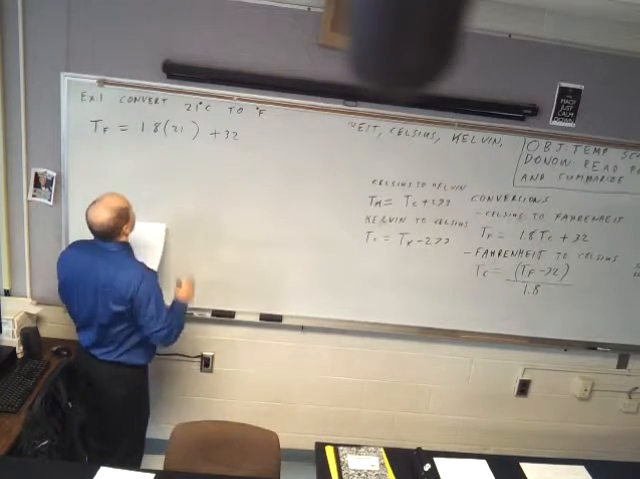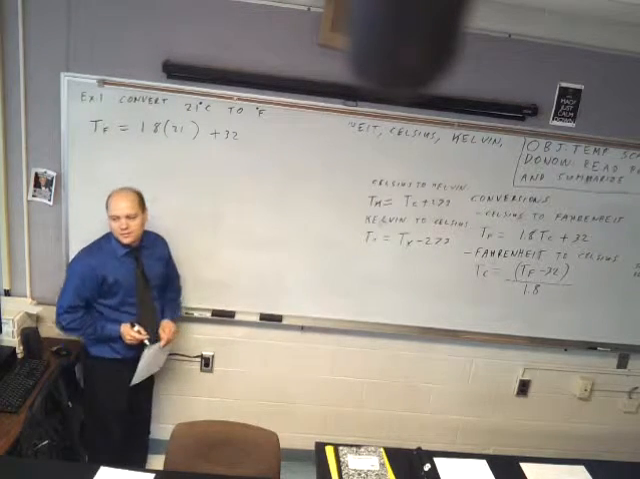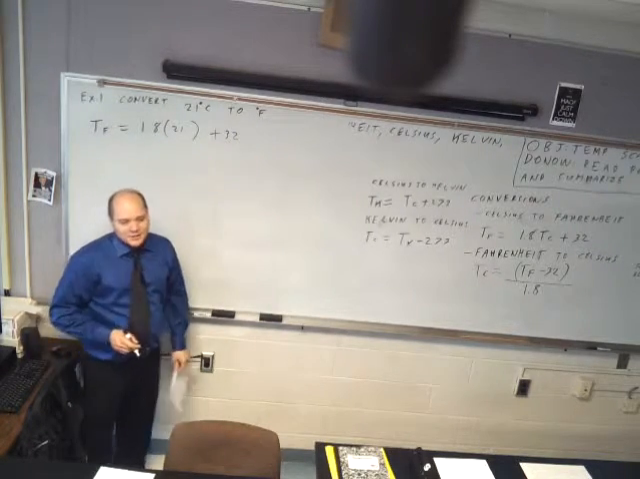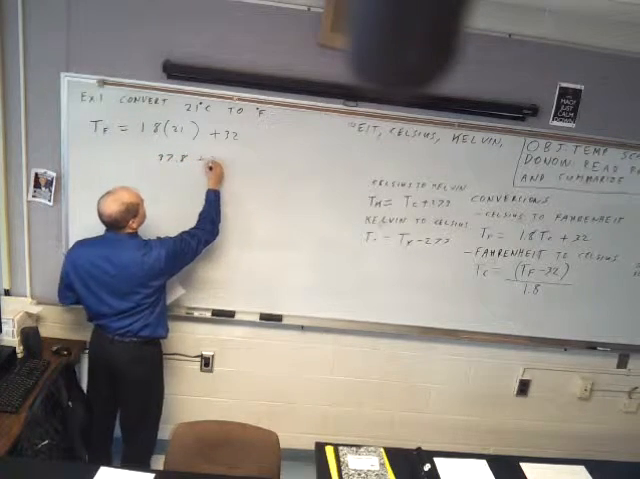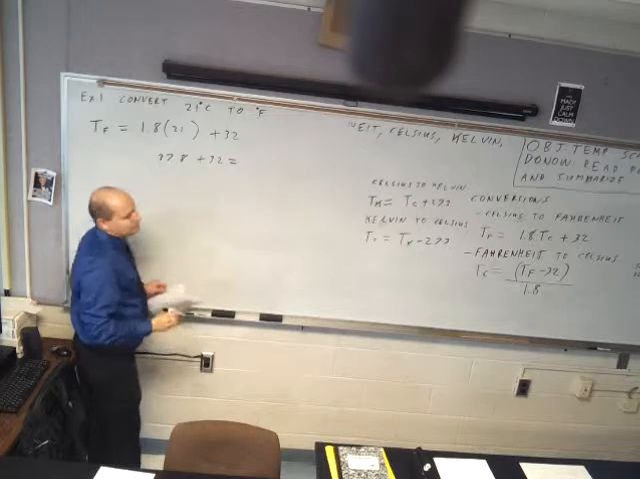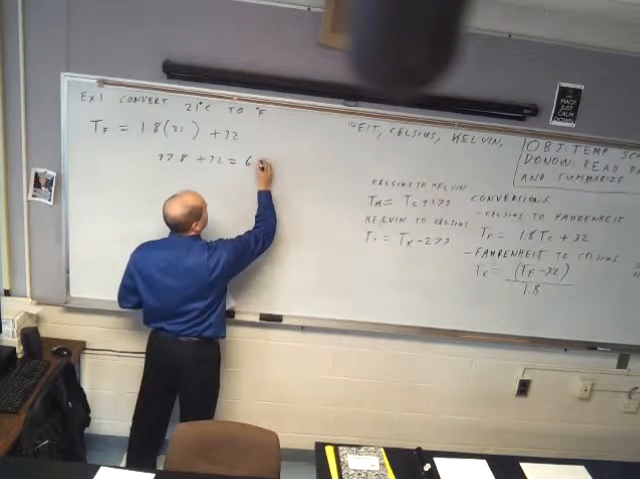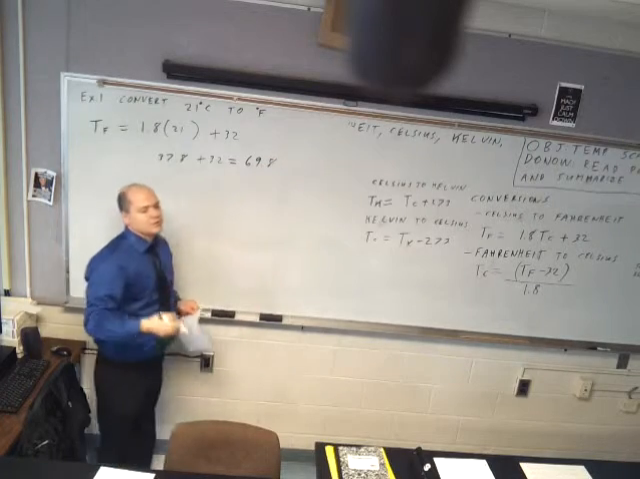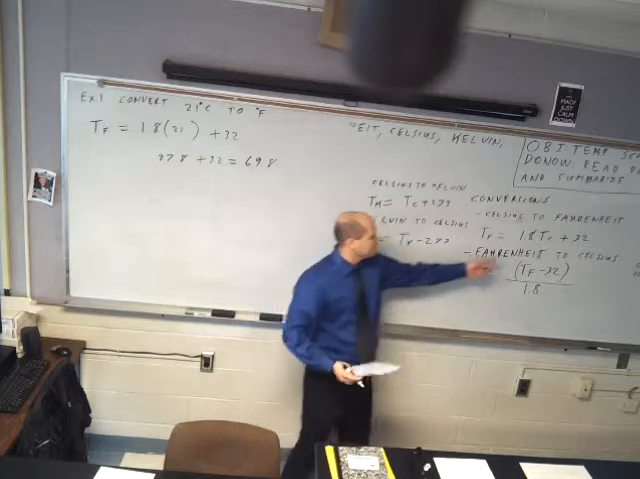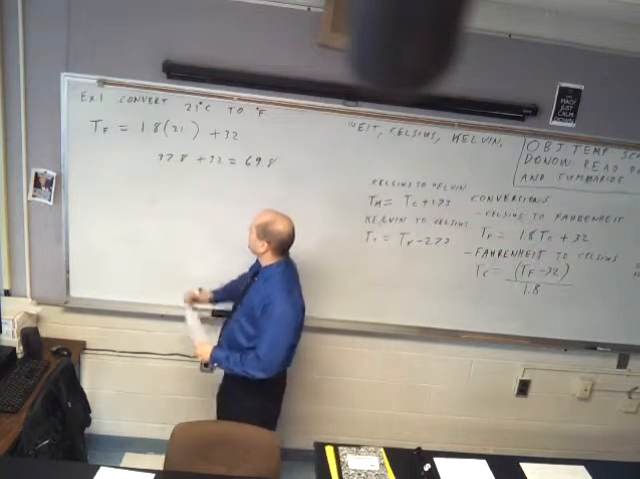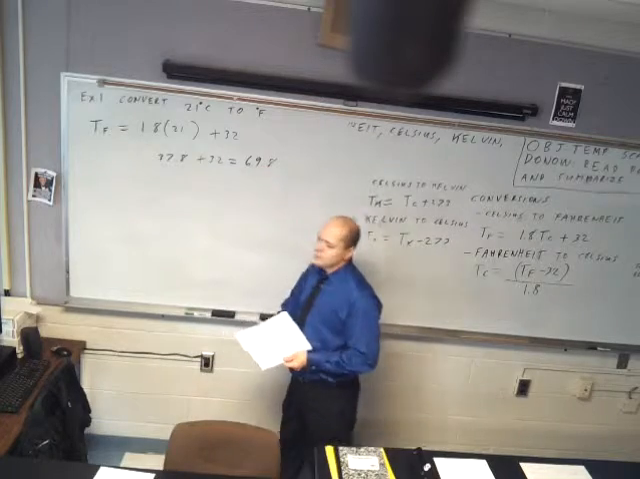Okay. 1.8 times 21 is 37.8, plus 32. What does this come out to? 69.8. Which makes sense, because every time the temperature in Celsius goes up by 1, the temperature in Fahrenheit goes up by 1.8. So 20 was 68, 21 is 69.